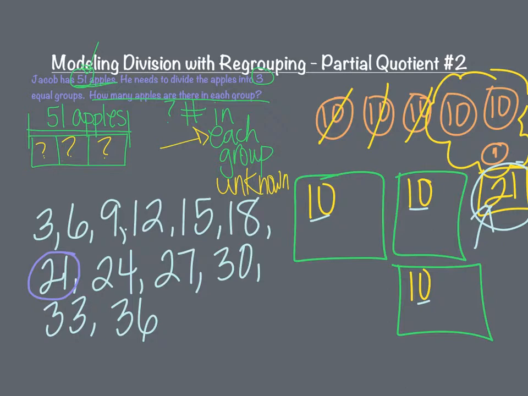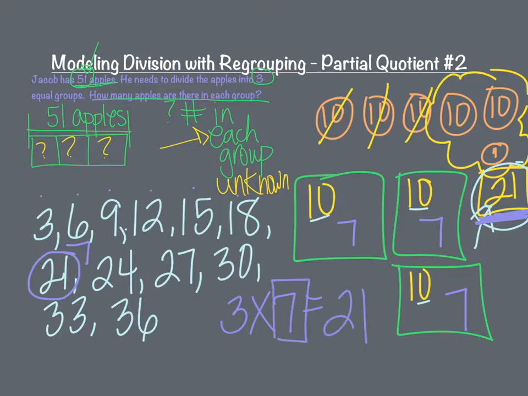So let's count. That's 1, 2, 3, 4, 5, 6, 7 times. 7. So I can break 21 up into 7, 7, and 7, because 3 groups of 7 equals 21. So I can put 7 into the 3 groups.